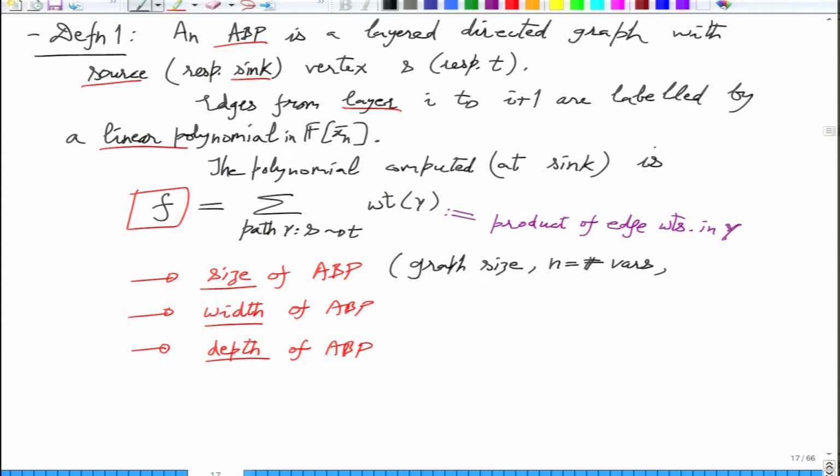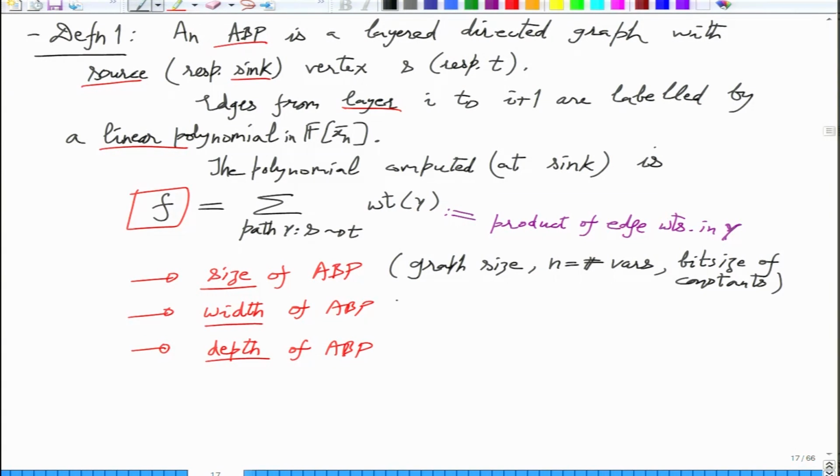It depends on what you are interested in, but if you want, you can also include the constant bit size. Since linear polynomials on the edges from layer i to layer i plus 1 have constants, if you want to take into account how big these constants are, then you can also include that in the size. Otherwise, usually it's only the graph size and the number of variables.